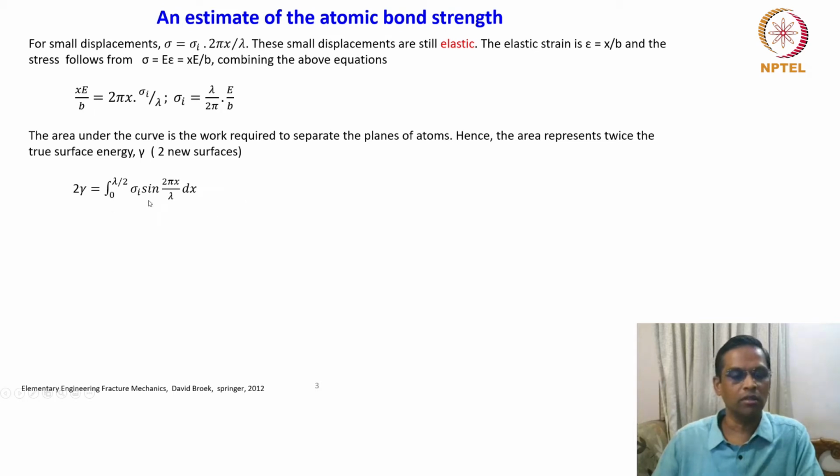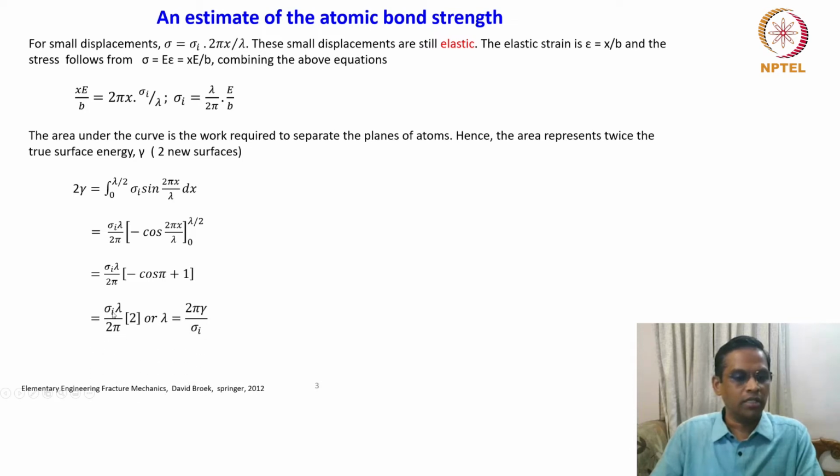So we can just solve this. It's a simple integral. What you get is sigma I lambda by 2 pi times minus cos 2 pi x by lambda, and we apply the limits 0 to lambda by 2. If you substitute these limits, then you finally get sigma I lambda by 2 pi into 2, or lambda is equal to 2 pi gamma by sigma I.